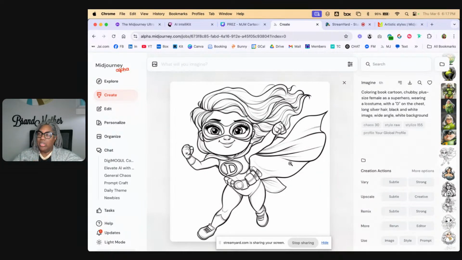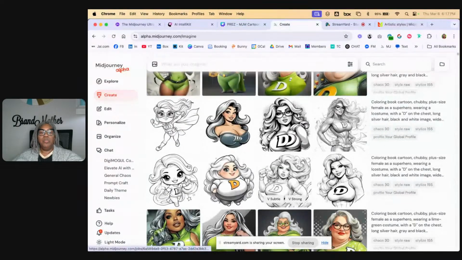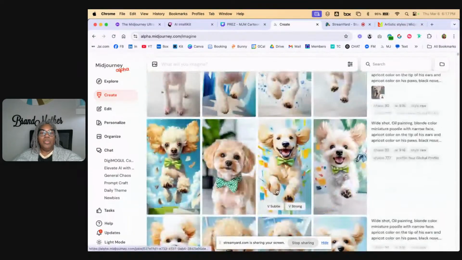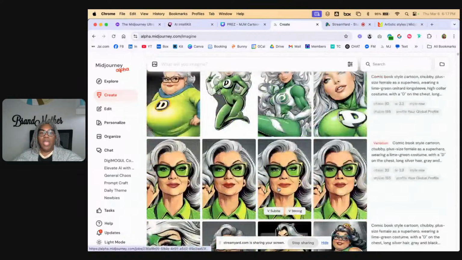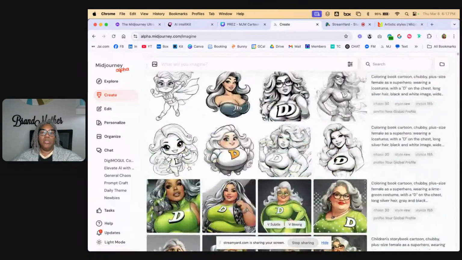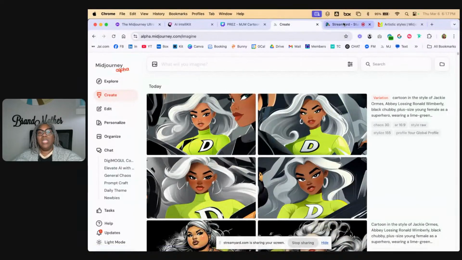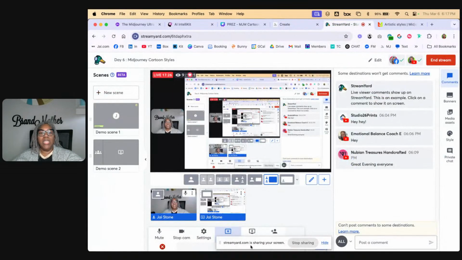Coloring pages is its own thing. I do not use Midjourney for my coloring pages. I recently started using Canva. If you took my Canva coloring pages course, you already saw that. But sometimes you just need a coloring image. All right, so that's it for today.